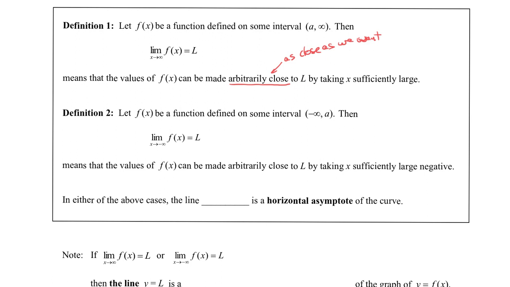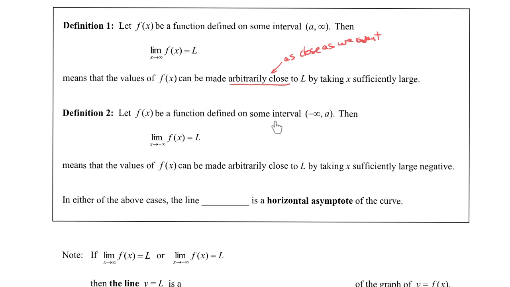So we can make the function as close as we want to L by taking x sufficiently large. We can make this function as close to that as we want, within a trillionth of that, as long as you take x large enough. And then we've got another definition, definition 2.